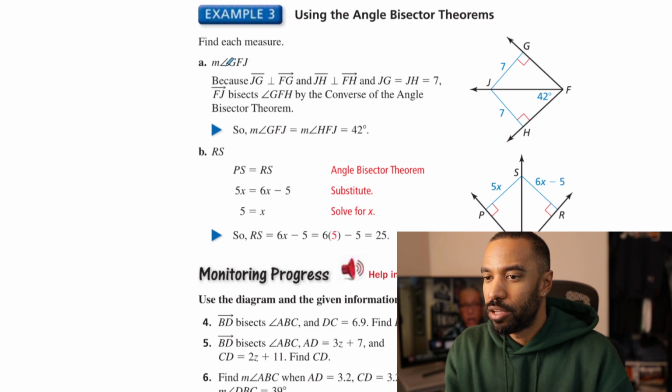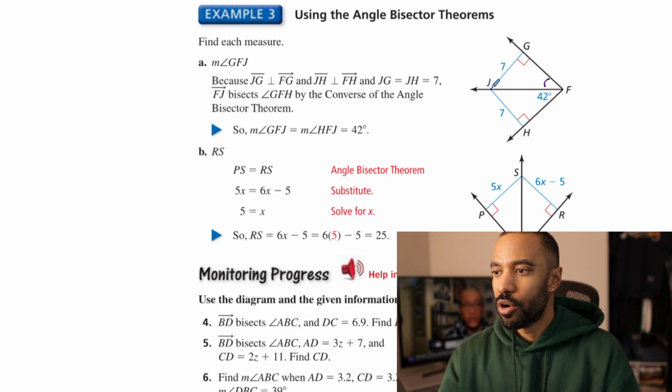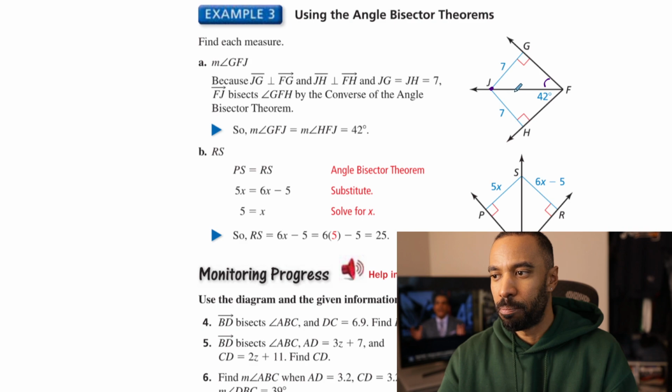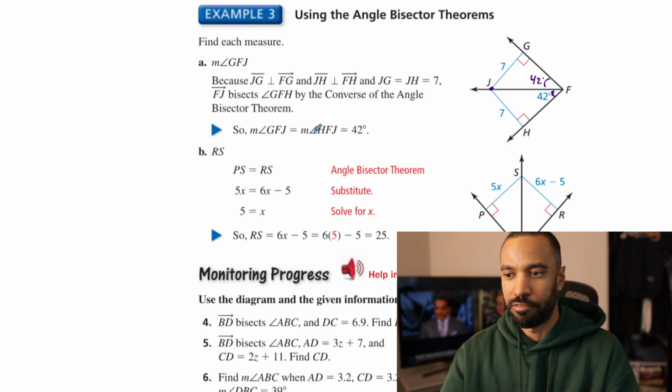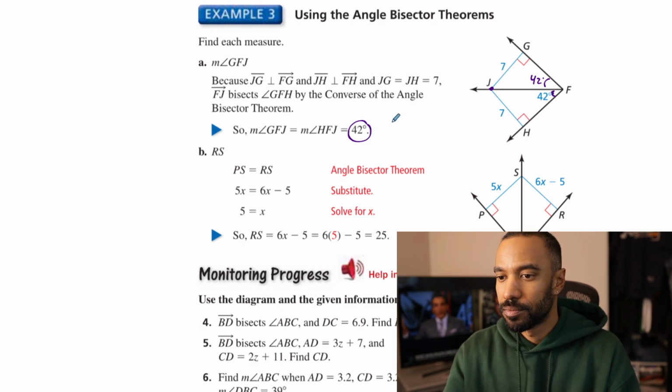Find each measure, the measure of angle GFJ, right there. We want to find that. Well, we know that point J is equidistant from ray FG and ray FH. Being equidistant means J lies on the angle bisector. That means these two angles here are congruent. So if this angle measure is 42 degrees, then this angle measure must also be 42 degrees, which is what they're asking for. Measure of angle GFJ is 42 degrees.